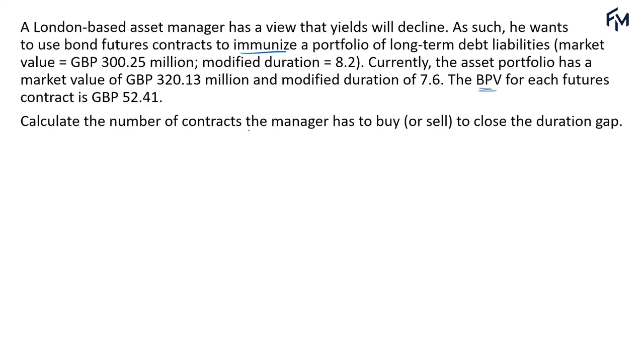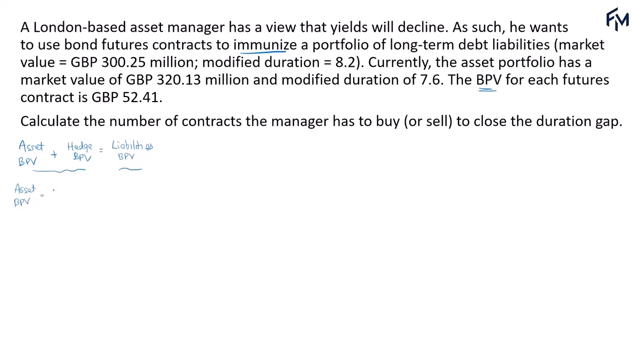So calculate the number of contracts the manager has to buy or sell to close the duration gap between the assets and liabilities. To calculate this, we'll use the equation that links the asset BPV to the liability BPV. First of all, let's just write it down. We have the asset BPV plus the Hedge BPV, which is the futures BPV, and this should equal the liabilities BPV. So currently we need to find the asset BPV and the liabilities BPV. Then we'll need to find out how many futures contracts we need to equate the left hand side to the right hand side.